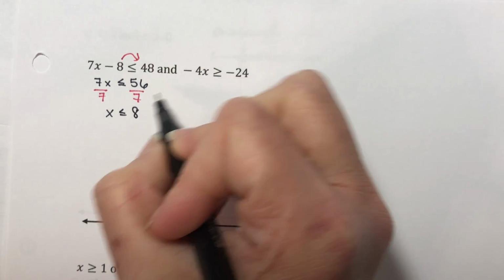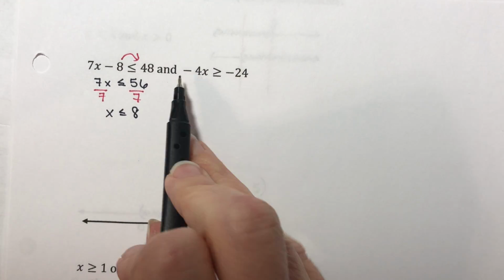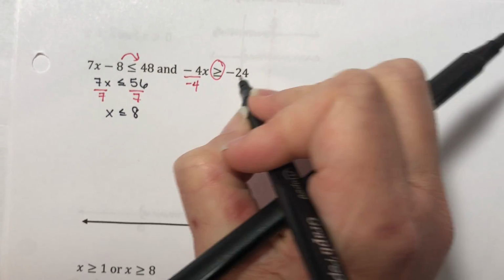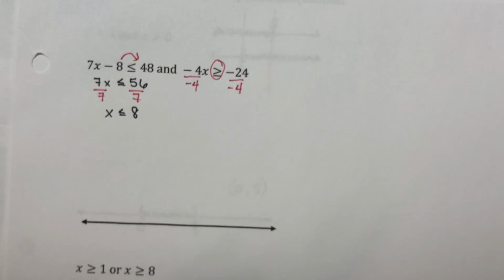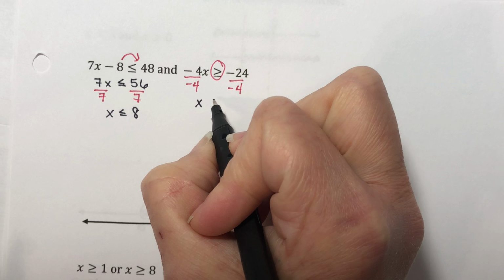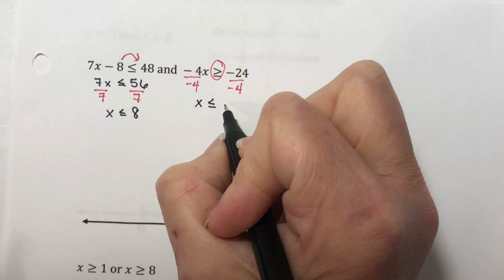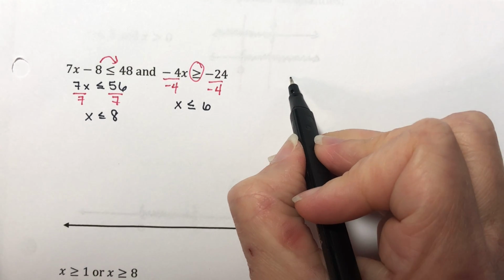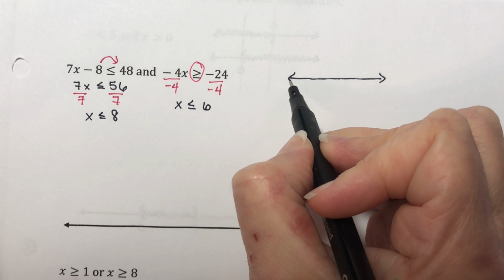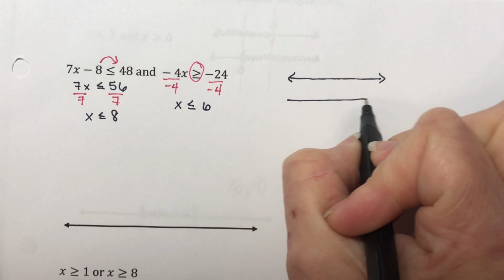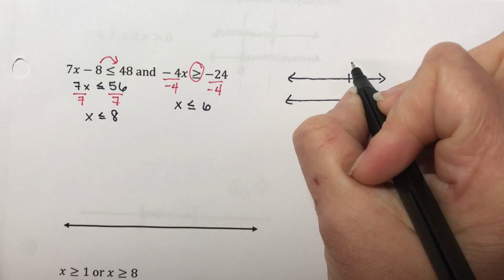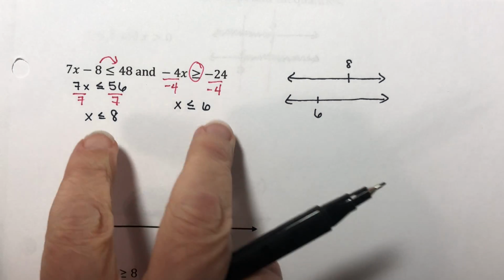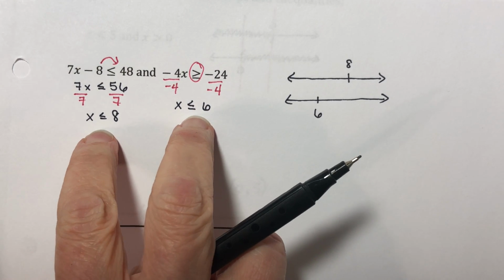Okay, so I'll graph this one in a second. Here, I need to divide both sides by a -4, but since it's negative, I need to flip that sign around. So I get x is less than or equal to 6. Okay, so I'm going to come over here and I'm going to do my two graphs. I need an 8 on one and a 6 on the other, making sure they are in the correct order. Each of these is going to get a bracket because they both have equal to's.